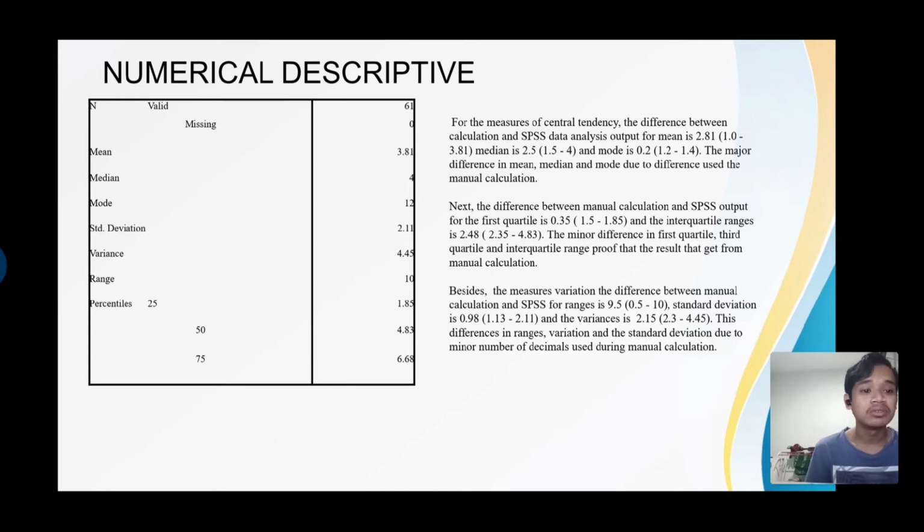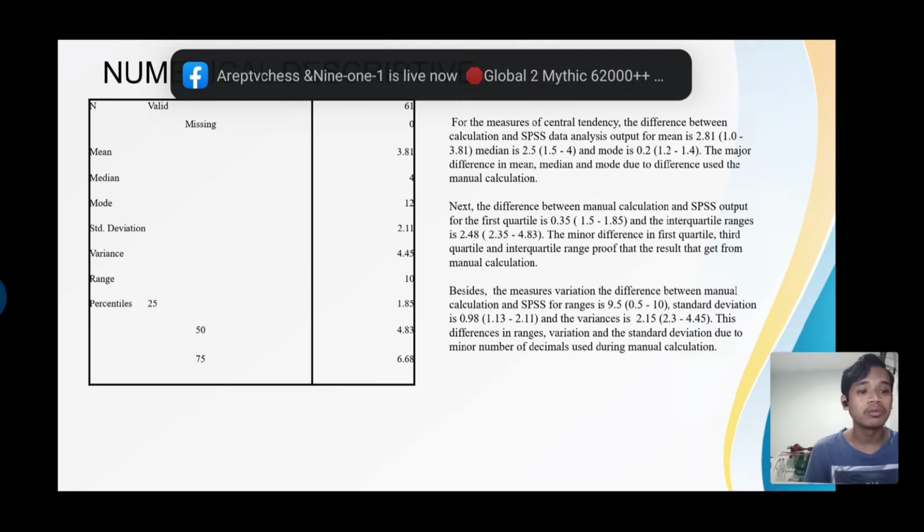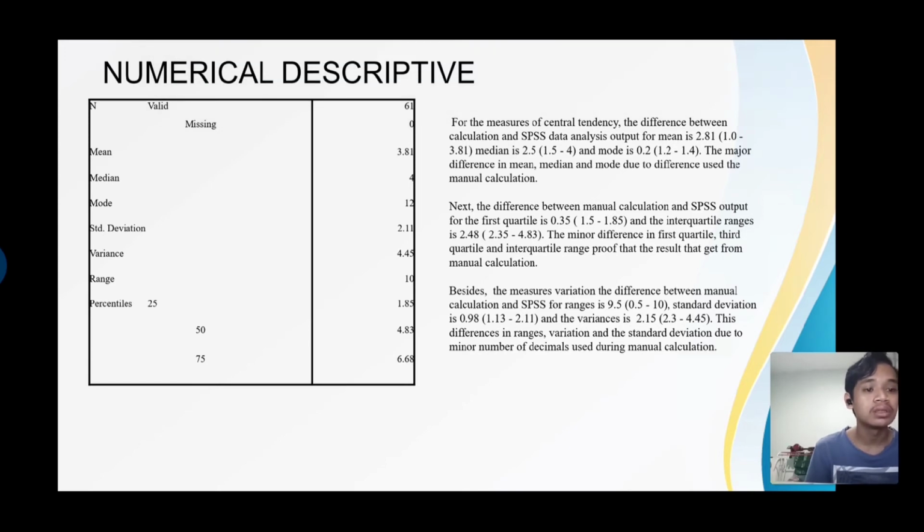Besides, for the measures of variation, the difference between manual calculation and SPSS for range is 9.5, 0.5 minus 10. Standard deviation is 0.98, 1.13 minus 2.11, and the variance is 2.15, 2.3 minus 4.45. This difference in range, variation and the standard deviation is due to the minor number of decimals used during manual calculation.